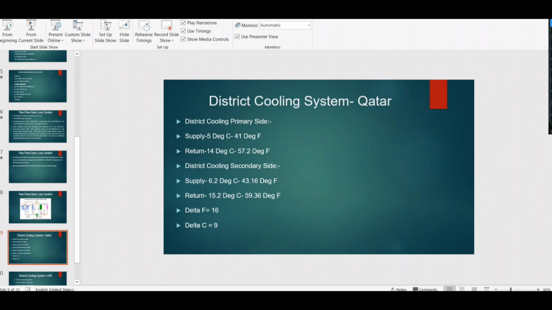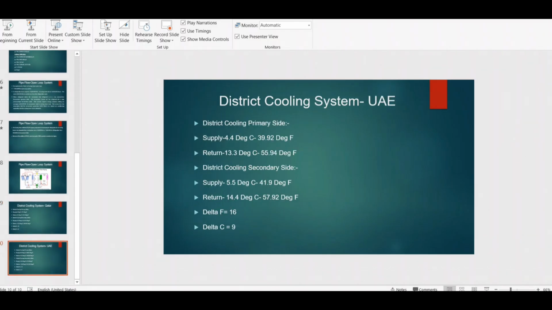So here if you see the primary side and secondary side, the delta T, if you check with this secondary side, it will come like delta T in Fahrenheit is equal to 16 degree, and delta T in degree Celsius is 9 degree. So as I told earlier, most of the HVAC systems have delta T in Fahrenheit equal to 10 degree, but if you go to district cooling system, normally the delta T value will be higher. So I will explain the same thing with the UAE code also. For example, here you can see in the UAE code, this is the primary side in the district cooling side, so that is 4.4 and 13.0 degrees Celsius.